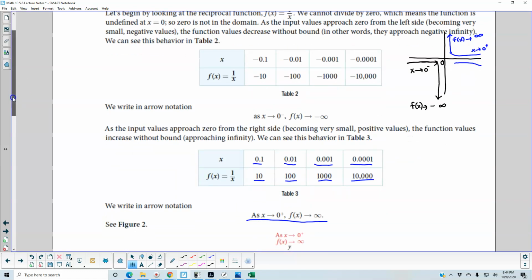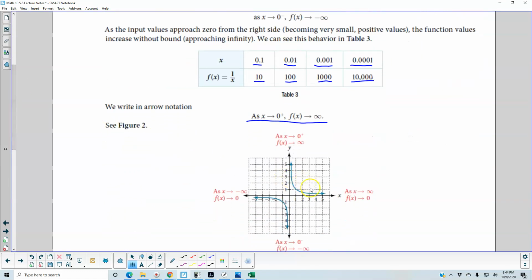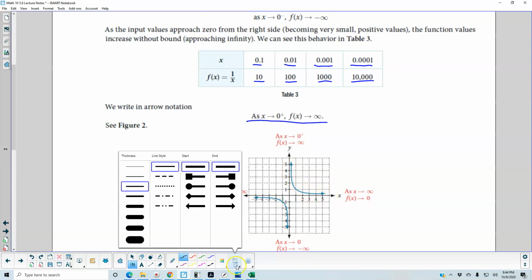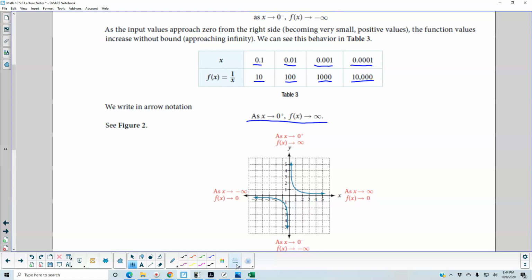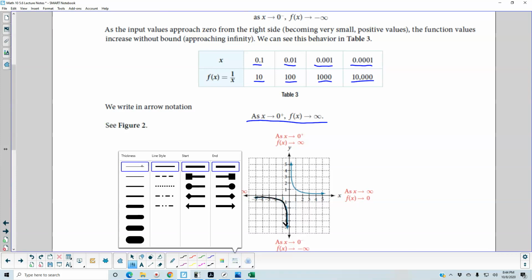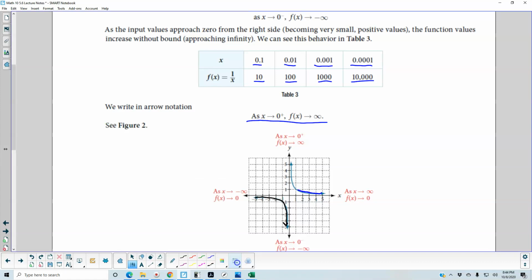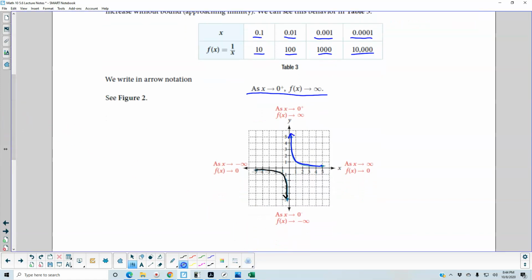So in figure 2, again, we are only looking at this scenario here. As x is approaching 0 from the left, the function is going towards negative infinity. And as x is approaching 0 from the right, it's approaching positive infinity. So what happens there? Well, it creates a vertical line that it can never cross.